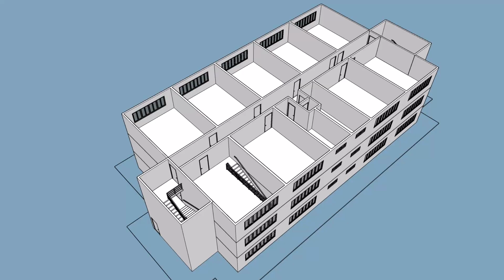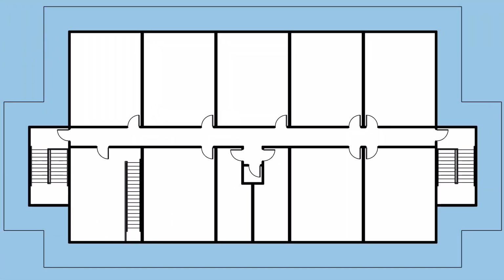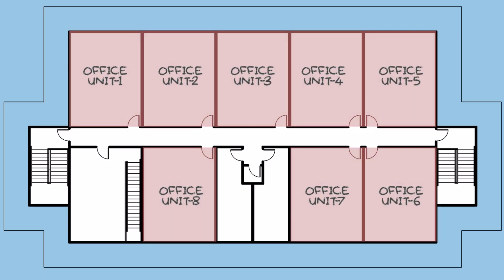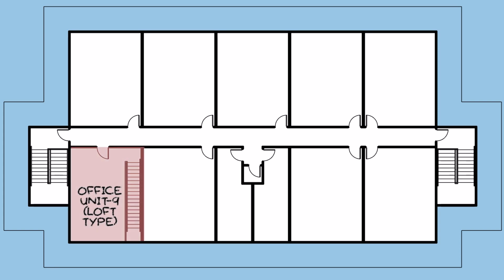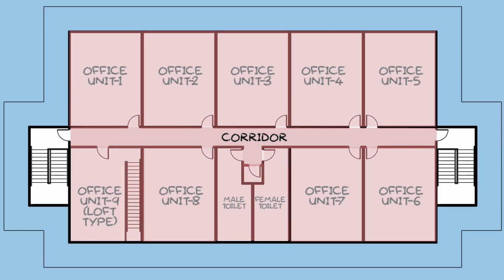Let's take a look at this example of the uppermost level of a 3-story office building. In this sample plan, there are typical office units, a loft-type office unit with an unprotected stairs going down to its adjacent office unit below, common male and female toilets, and a utility area. All these areas are served by a common corridor, which leads to the exits. All these areas belong to the exit access portion of the building.